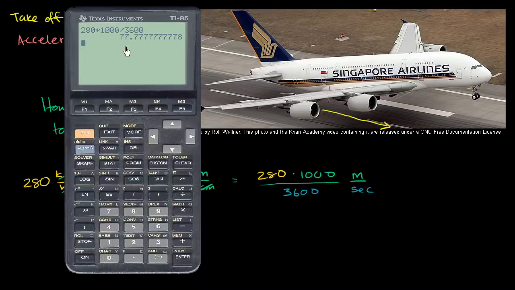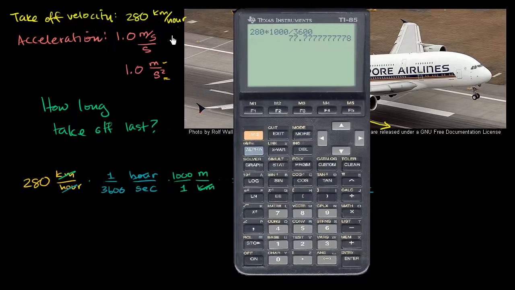3,600, and it gives me 77.7 repeating indefinitely. And it looks like I had 2 significant digits in each of these original things. I had 1.0 over here. Not 100% clear how many significant digits I have over here. Was the spec rounded to the nearest 10 kilometers, or was it exactly 280 kilometers per hour? Just to be safe, I'll assume that it's rounded to the nearest 10 kilometers.